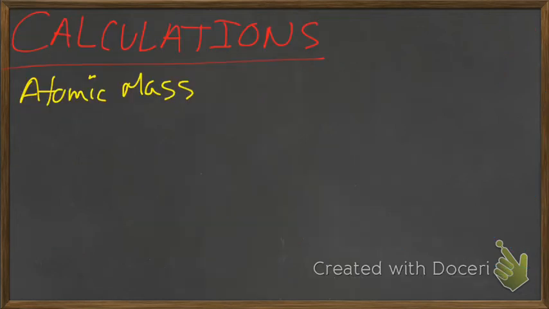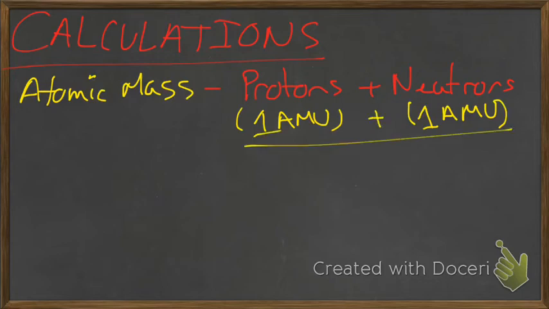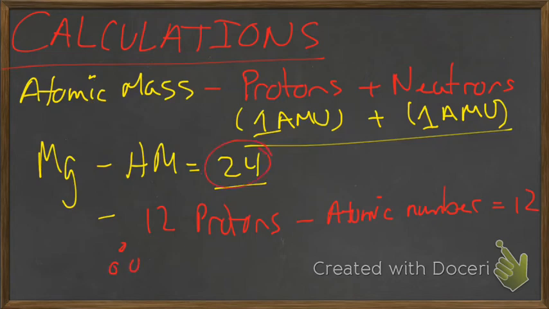Calculating different things. So atomic mass we talked about. This is made up of protons and neutrons, and they each weigh 1 atomic mass unit. Okay? If I look at any element on the periodic table, let's start off with magnesium. The atomic mass of magnesium is 24. Magnesium has 12 protons. I know this because the atomic number of magnesium is 12. Therefore, if I take the atomic mass as 24 and I take away 12, I get 12.